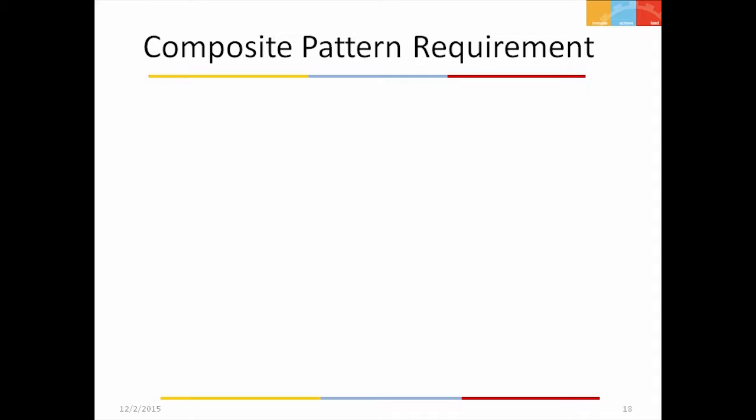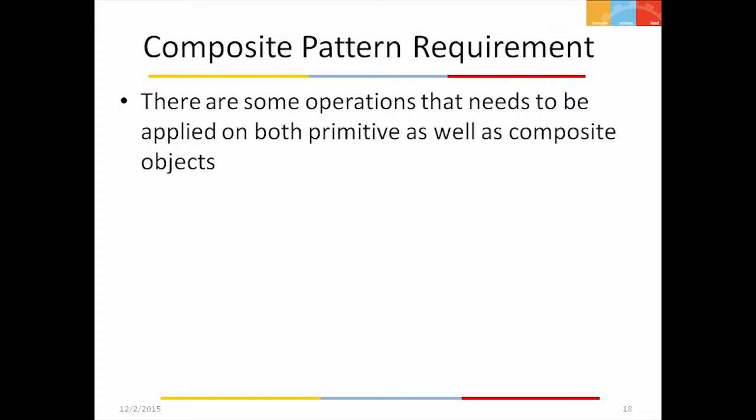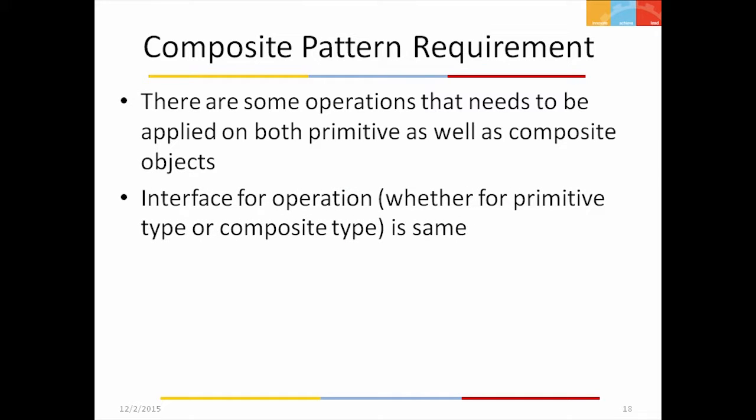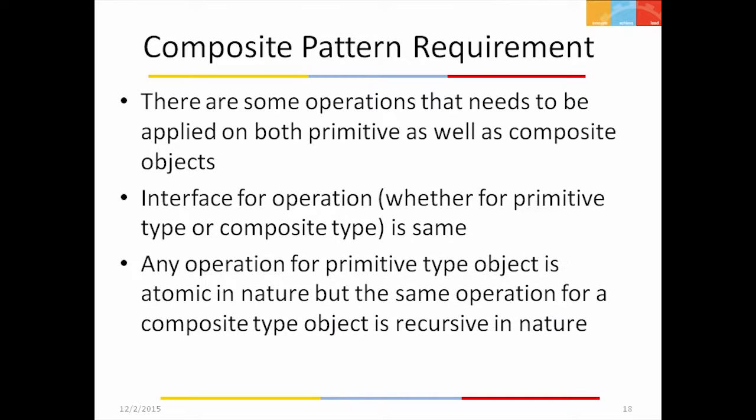Why do we need a composite pattern? So we need composite pattern when there is a requirement that there are some operations that I need to apply onto both primitive as well as composite objects. Therefore, the interface for operations, whether it is primitive or composite type, must be the same. I should be able to use the same interface for both primitive as well as composite types.